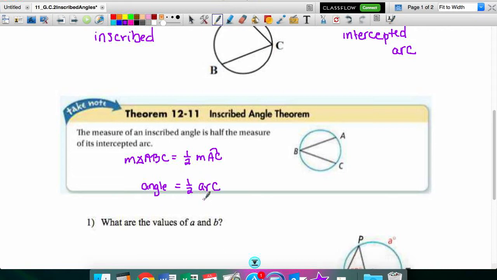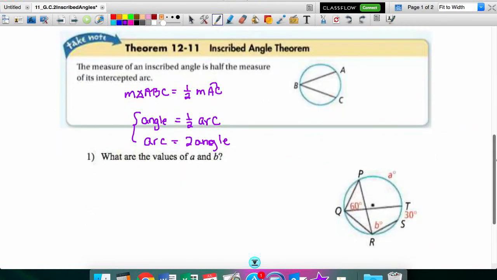Another way is to rewrite this equation by solving for the arc. In doing so, you can find that the arc is double the angle. Both of these equations are actually the exact same equation. However, some students find it easier to work with two equations, one with the angle isolated and one with the arc isolated. Let's take a look at the problems.